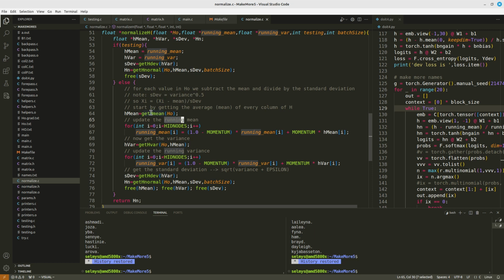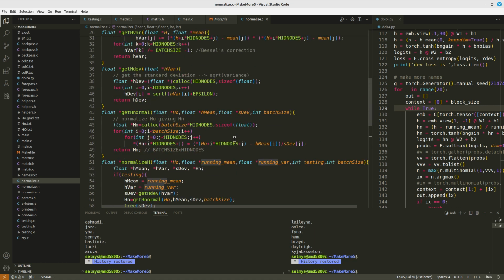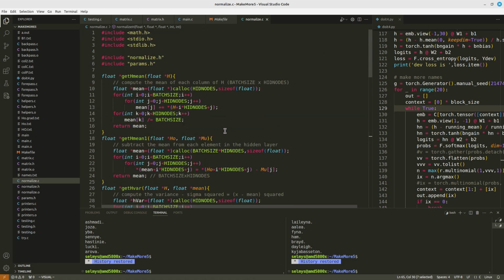So after we get the mean, we get the variance, we get the standard deviation, and then we get normal here. So let's look at some of these other functions like get mean, get variance, get standard deviation, get normal. I have them all here. Let's go right to the very top.